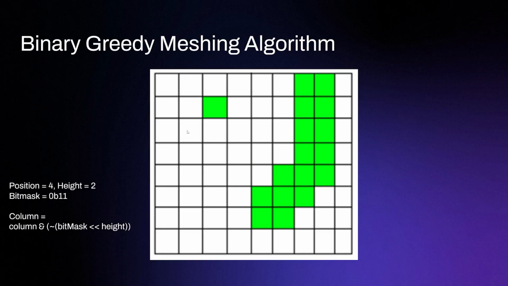And then we set them all to 0. We do this by, before we expand, we set the column equal to the column AND the NOT of the bit mask shifted over by the height. And that just sets the bits contained in the quad to 0.